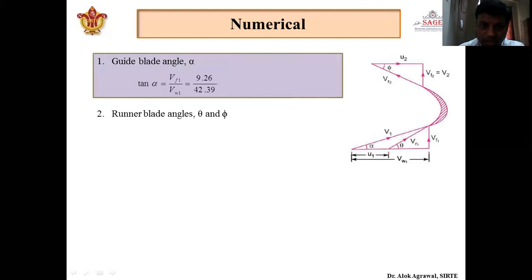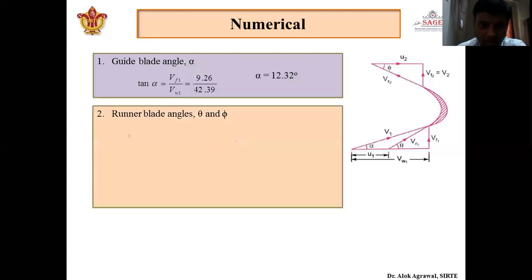Substituting tan alpha is equal to VF1 by VW1, you can easily calculate alpha as 12.32 degree. Now second is runner blade angle. Runner blade angle means if you are asking for theta and phi both things. So tan theta can be seen from this triangle.